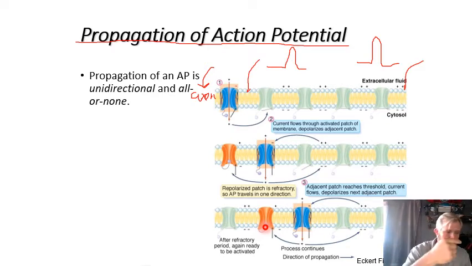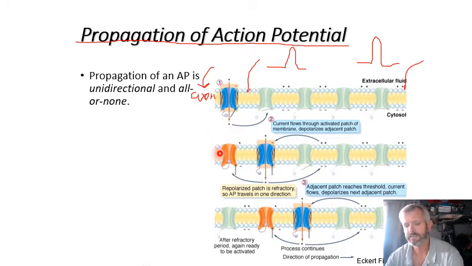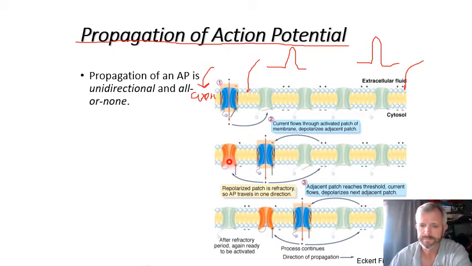We can't go backwards, because the channels behind are inactive, and therefore I can't send the signal in the reverse direction. Okay, this propagation of the action potential, how fast this occurs, there are some things that can change the rate at which this speed of sending the action potential down the axon.